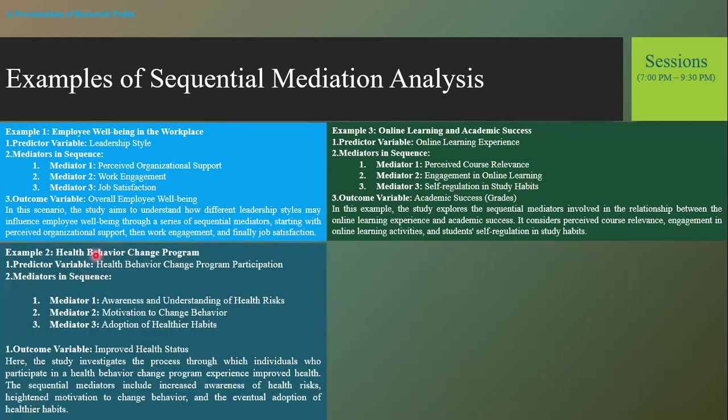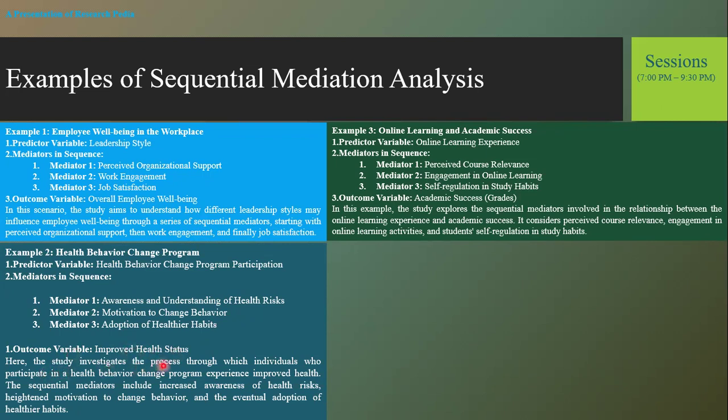You may have an example on a health behavior change program, where your independent variable would be health behavior change program participation. You may have mediators like mediator one, awareness and understanding of health risk, motivation to change behavior, adoption of healthier habits. Then you may have the dependent variable like improved health status.